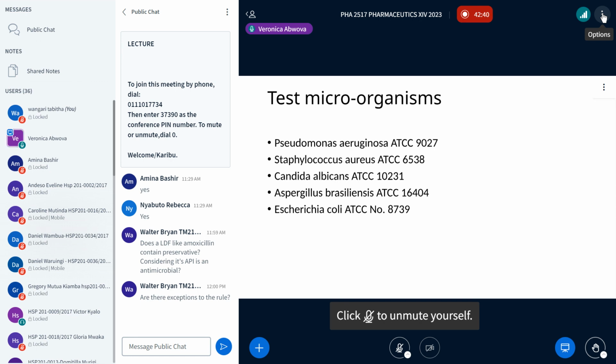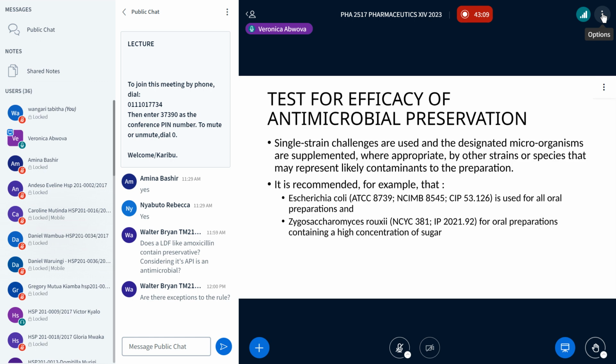Okay, so it's the same thing here. There are specific microorganisms that have been chosen to be used for testing effectiveness of these preservatives. Some of these test microorganisms include Pseudomonas aeruginosa, that is just an identity code. Then we have Staphylococcus aureus, Candida albicans, Aspergillus brasiliensis, and Escherichia coli. Okay, so test for efficacy of antimicrobial preservation.